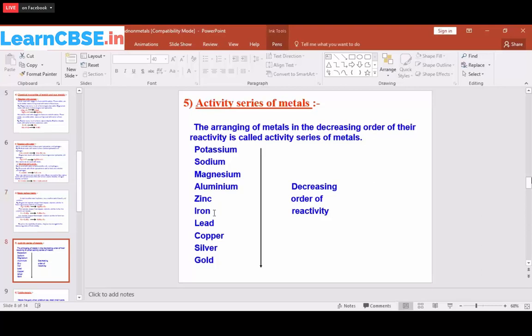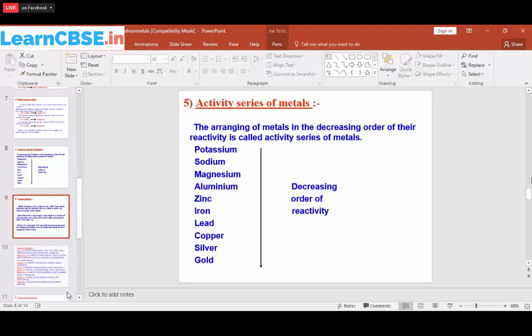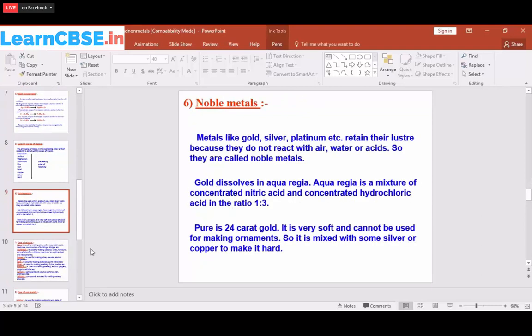In between, the zinc, iron, lead and others, we call moderate reactivity metals. They are not that much reactive, nor the least reactive. Moderately they will react. Noble metals: metals like gold, silver, platinum retain their luster because they do not react with the air, water or the acids. So they are called the noble metals.